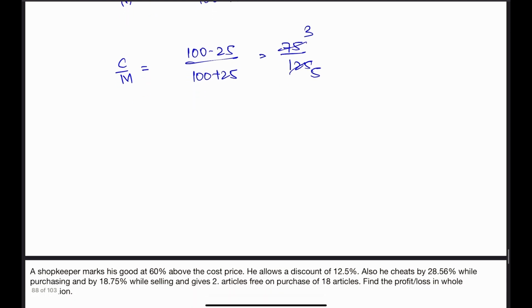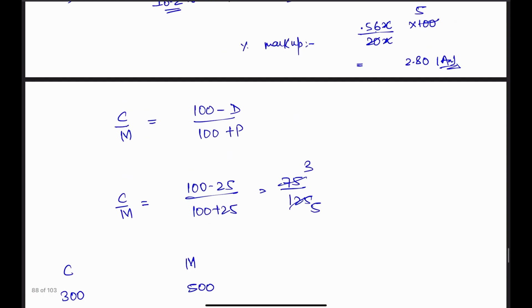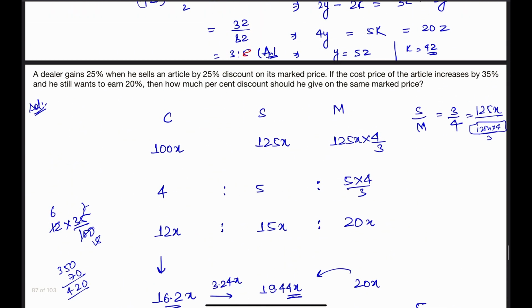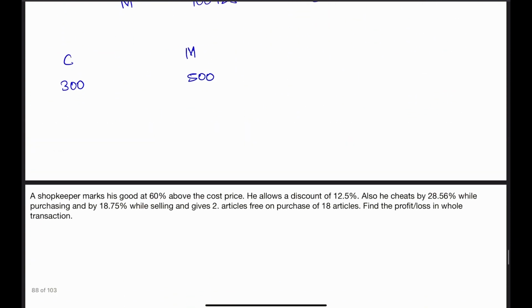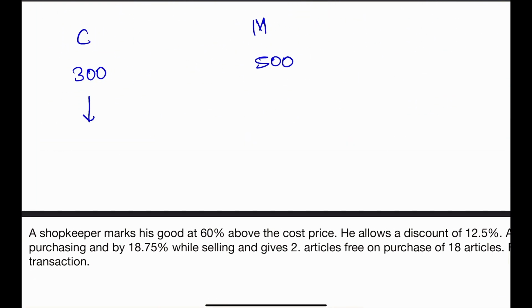So let's take any value of C and M. If I multiply with 100, my C will be 300 and my M will be 500. Now the question is saying that if the cost price is increased by 35%, he still wants to earn 20%. So the new cost price, if I increase by 35%, is 35 into 3, so 35 into 105, it will be 405.